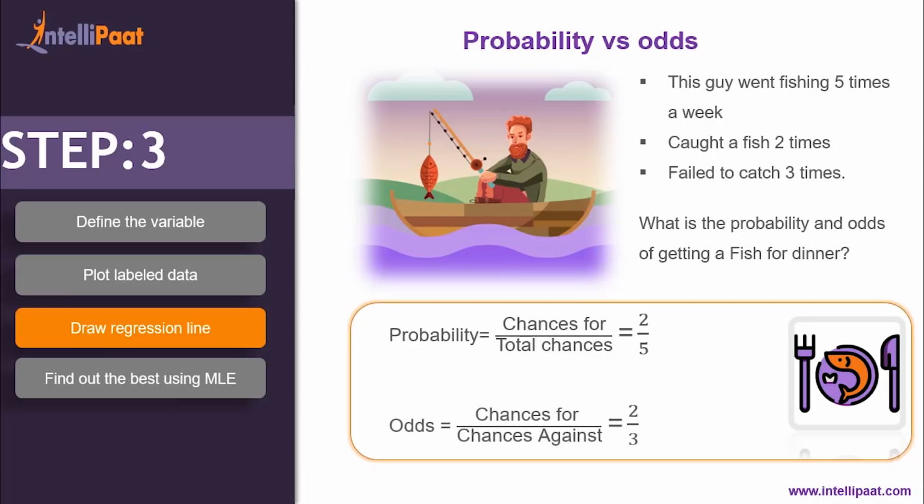Okay. Next comes the odds: chances for divided by chances against. That is the ratio of how many times he caught the fish divided by how many times he failed to catch a fish. So he caught the fish 2 times and he failed 3 times. So the odds for getting a fish for dinner is 2 by 3.